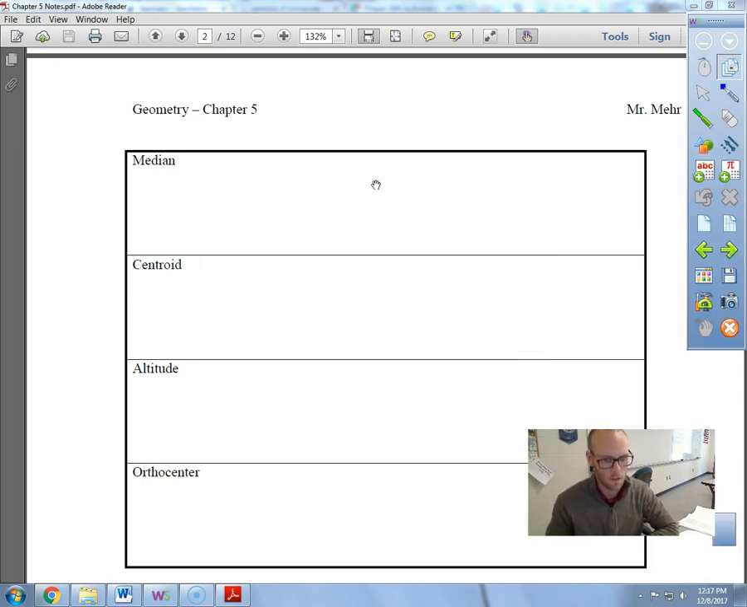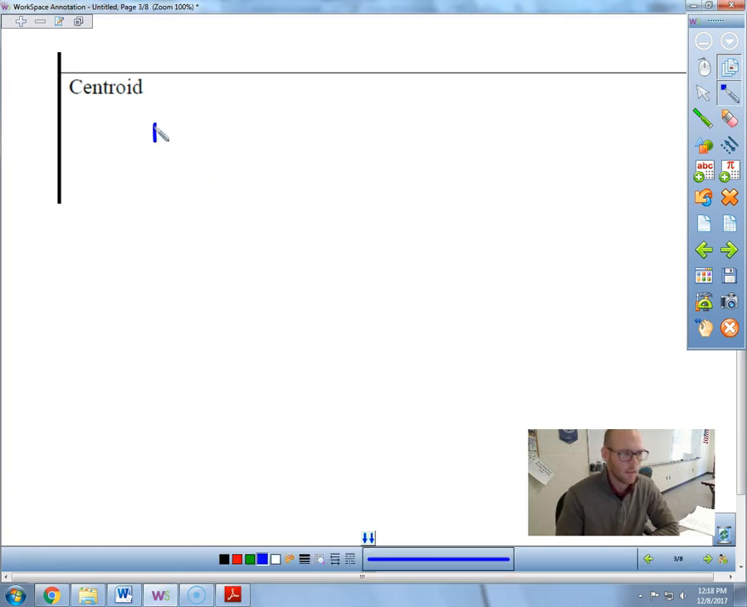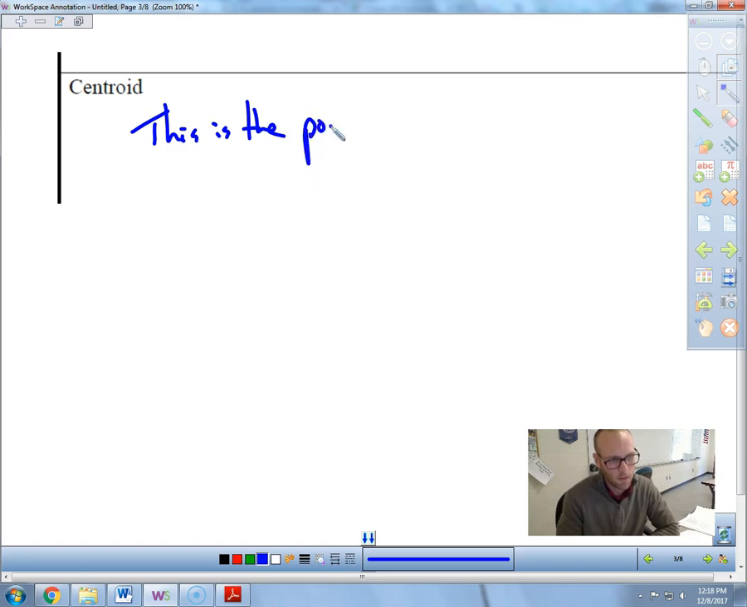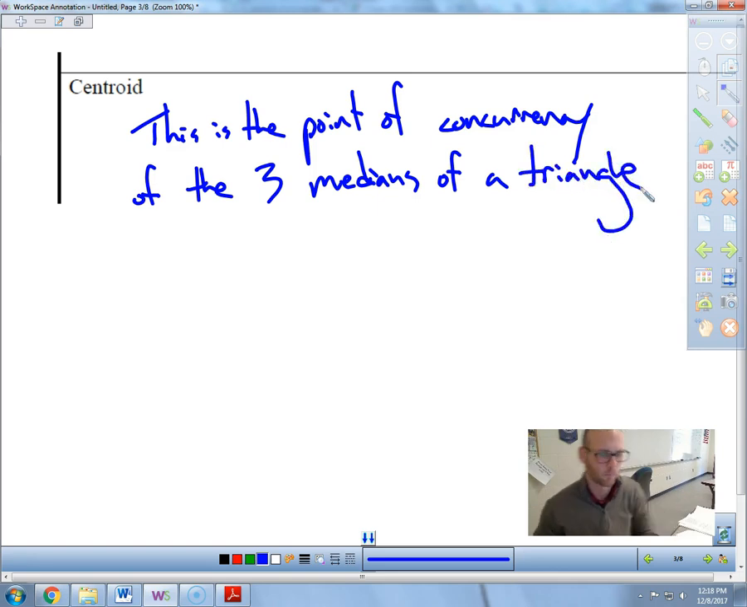Okay. So the centroid then. This is the point of concurrency of the three medians of a triangle. You might also want to put a note in here. This is the balance point.